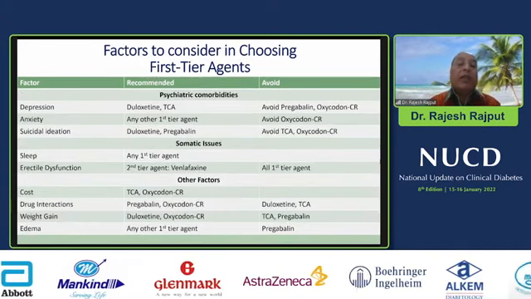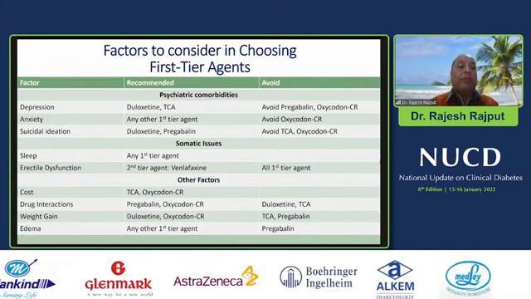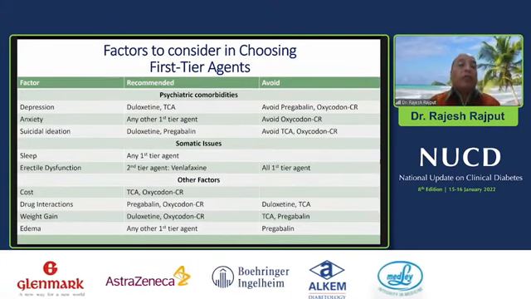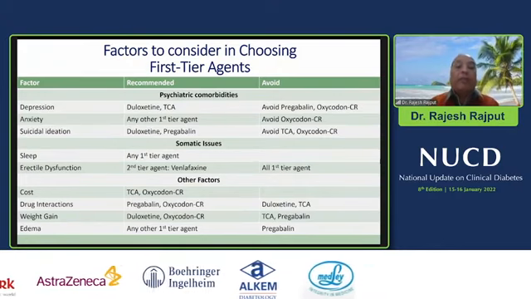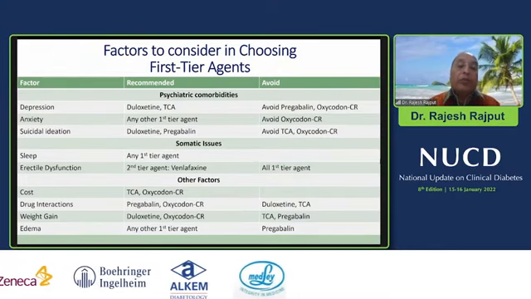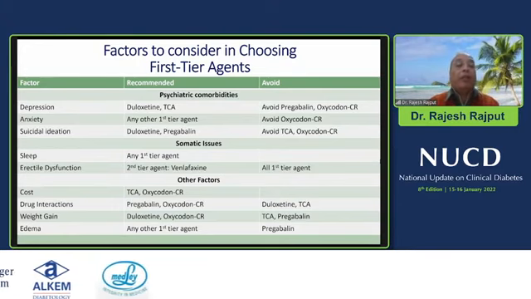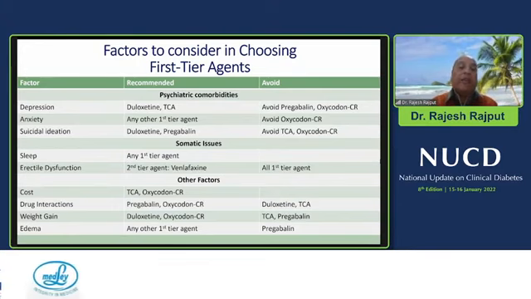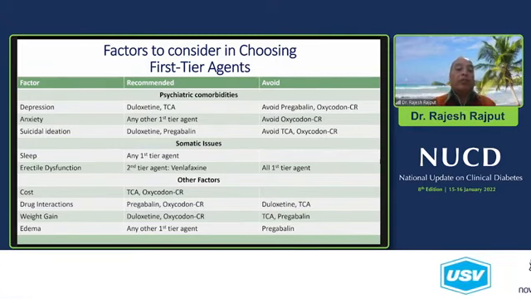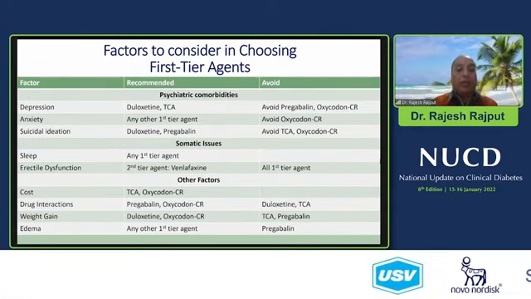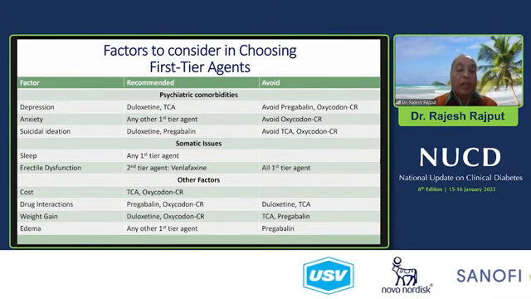If the patient has psychiatric comorbidities like depression, anxiety, which are quite common in diabetic patients, in the presence of depression, you should choose duloxetine or TCA. Avoid pregabalin. If the patient has anxiety, then any first-tier agent can be used. If the patient has somatic issues like sleep disturbance, then use any first-tier agent.